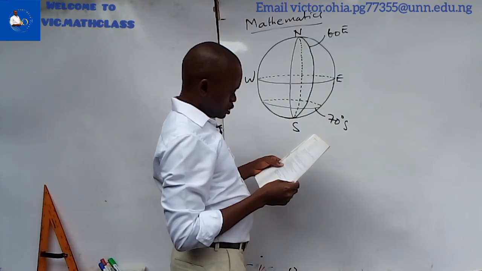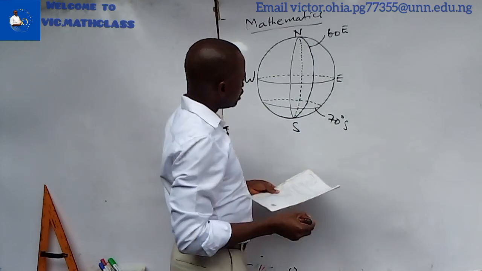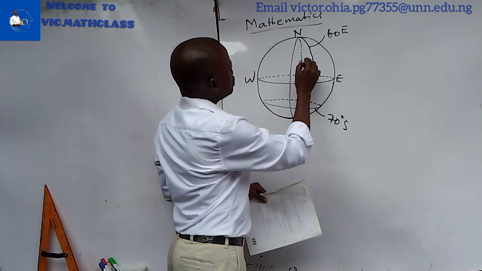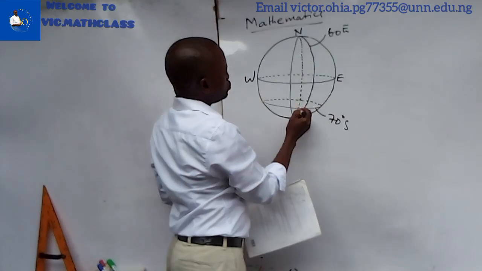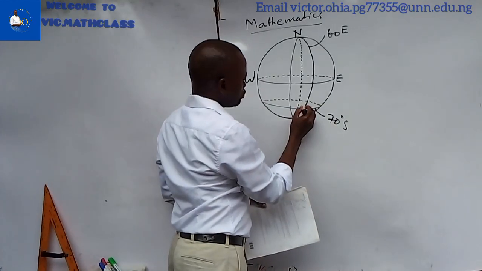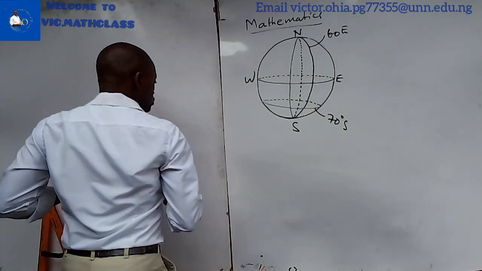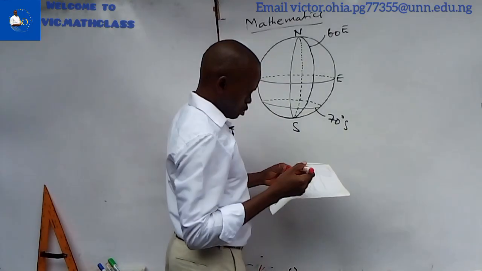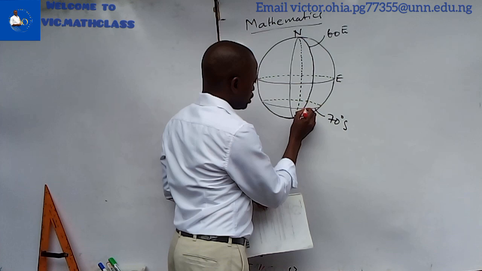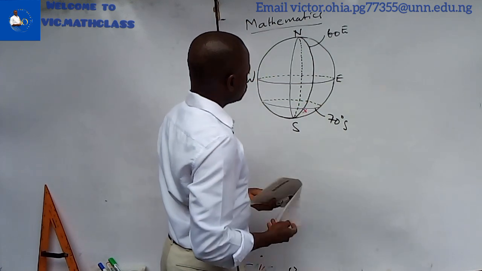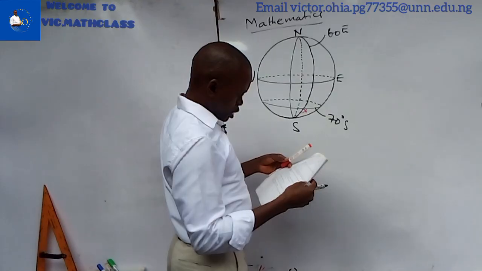They now also said that, of course, the intersection of this line of longitude and this line of latitude will be the location of that point called X. Let me label that place X. X here.